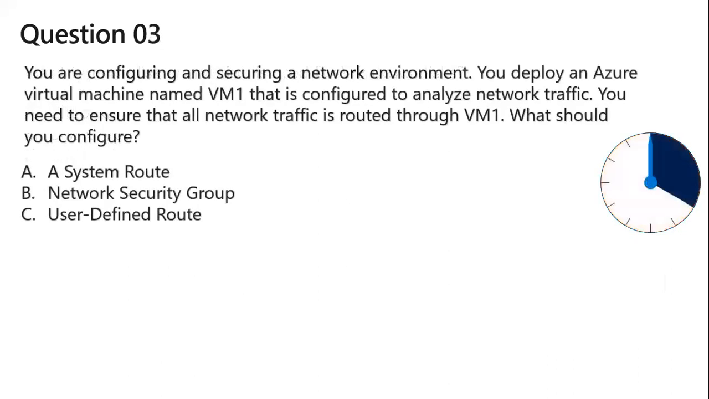Moving ahead to question number 3: You are configuring and securing a network environment. You deploy an Azure virtual machine named VM1 that is configured to analyze network traffic. You need to ensure that all network traffic is routed through VM1. What should you configure? A system route, a network security group, or a user defined route? What is going to be the correct answer? Please have your answers in the chat.